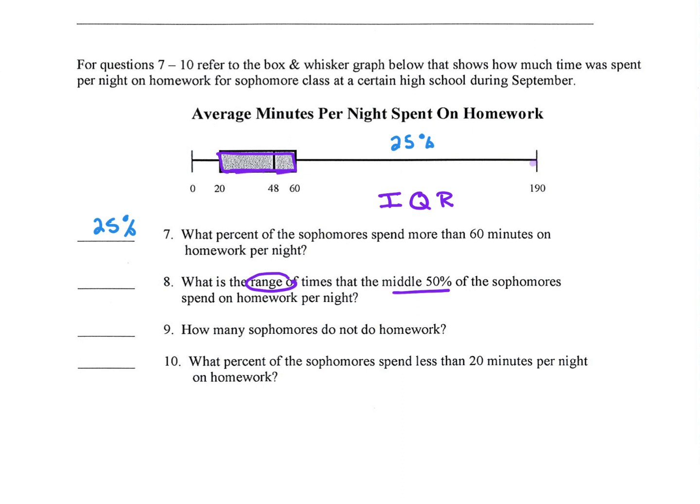And so what we want to find out is the range. So we take the highest number, which is 60, and we're going to subtract the lowest number, which is 20, within this range, this 50%, and the answer would be 40 minutes.